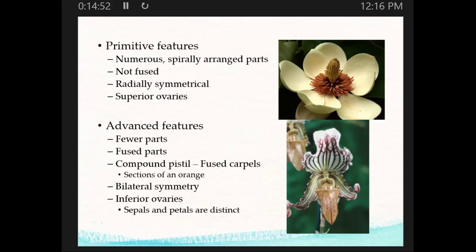And I think you can kind of get the idea here that the ovary, the female part of the flower, is buried here, and it's sitting on top of where you see the stamen attached and the petal attached. So you have a superior ovary. That's another really kind of a dead giveaway that you have a more primitive flower.